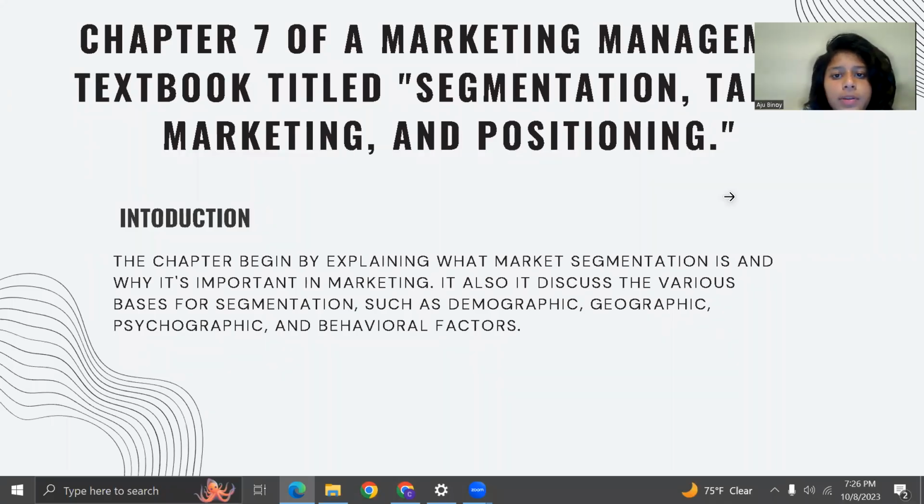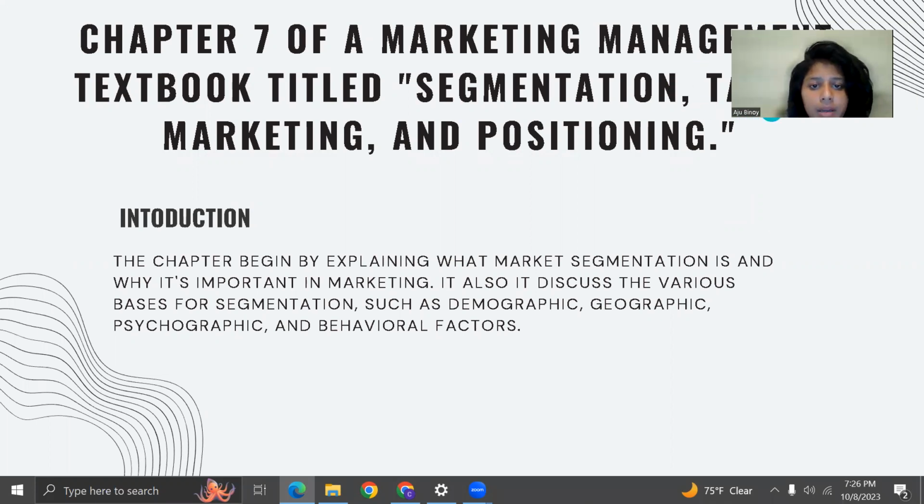Okay, let's move on to chapter 7 of marketing management, which is segmentation, targeting, and positioning. The introduction begins by explaining what market segmentation is and why it's important in marketing. It also discusses the various bases of segmentation, such as demographic, geographic, psychographic, and behavioral factors. These few points were noted in the last chapter. So chapter 7 is all about more detailed information about those points.